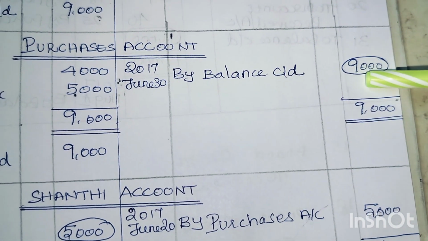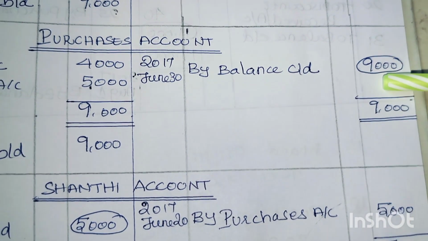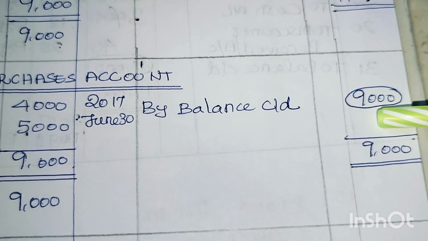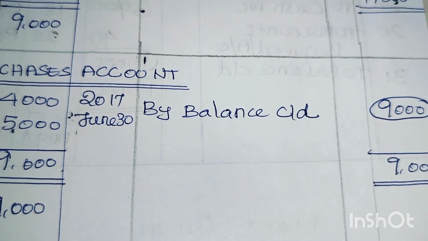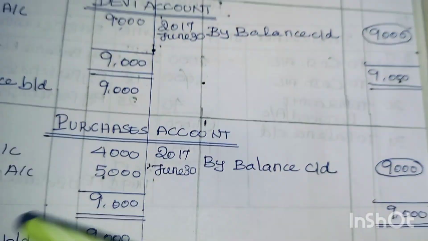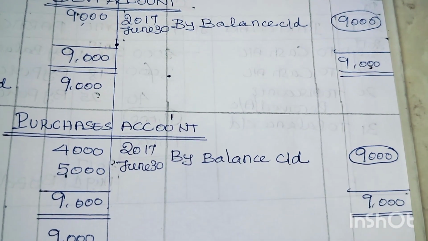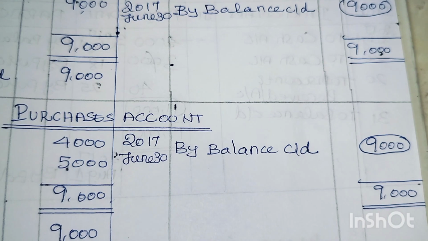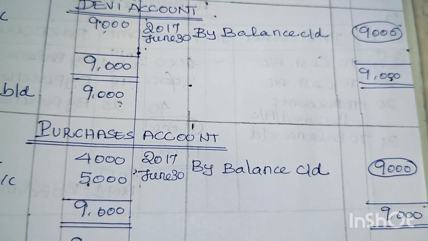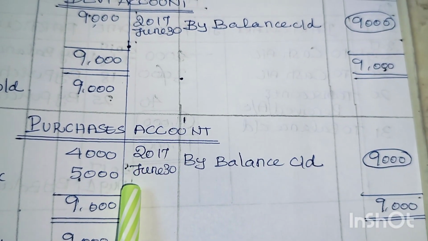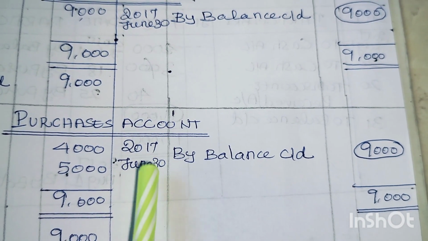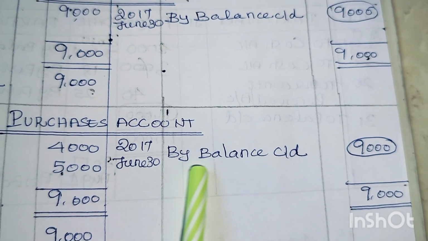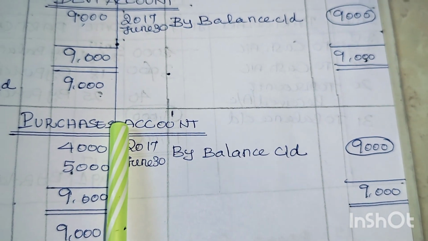Then find which side has the lesser value. Credit side has the lesser value. Okay, how much rupees? 9,000 rupees difference. So we enter the difference on the lesser value side. Balance carried down is to be entered against the difference, and in the date column, dated 2017 June 30, we entered the last day of the accounting period. This is the closing balance of the purchases account.